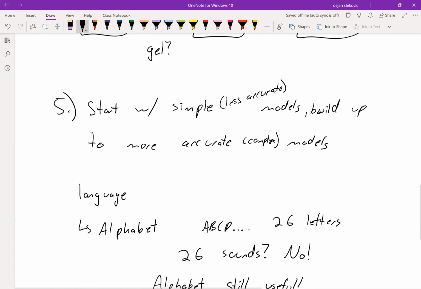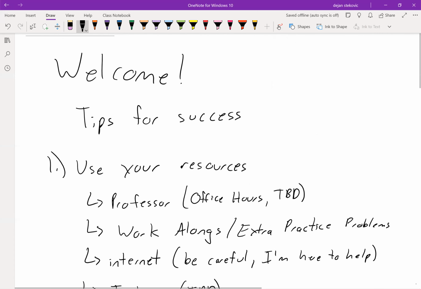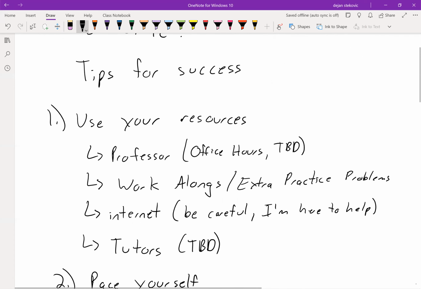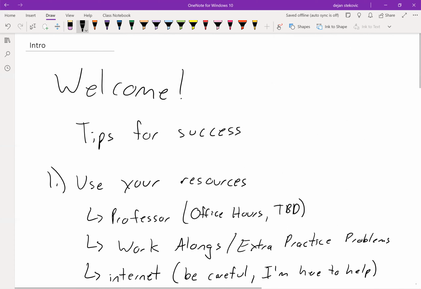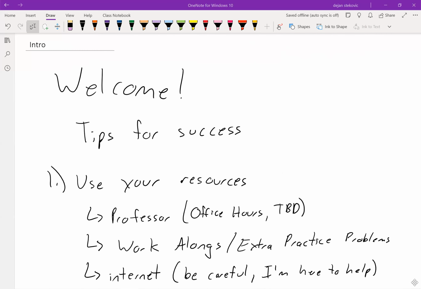So overall, I'm using these 5 tips for success, especially I would say the first 3, right? Really using your resources, pacing yourself, and active learning. That should set you up for success, not just in this class, but any endeavor in your life. So cool. Good luck.